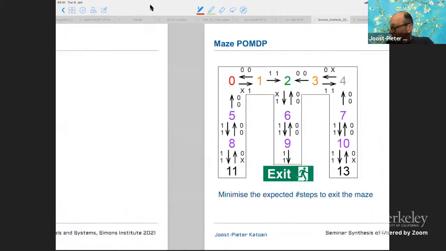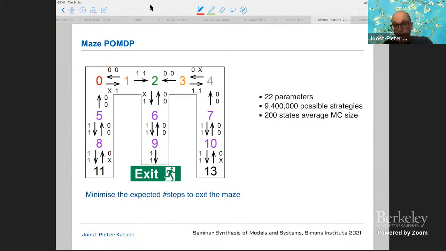Actually, this has a model with 22 parameters, 9.4 million possible strategies. The Markov chain itself is very small, but still the number of Markov chains to consider is of course large. The baseline takes about 2 days, and in our approach, you can compute the optimal one in 1 hour. And actually, the optimal one is indicated in the plot that I showed you on the left.